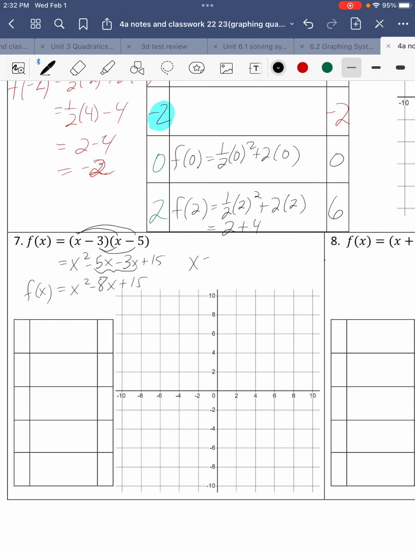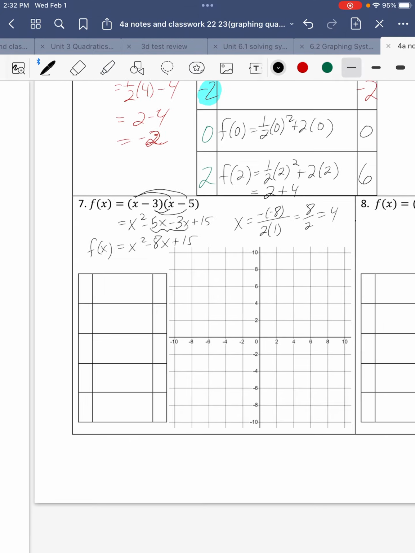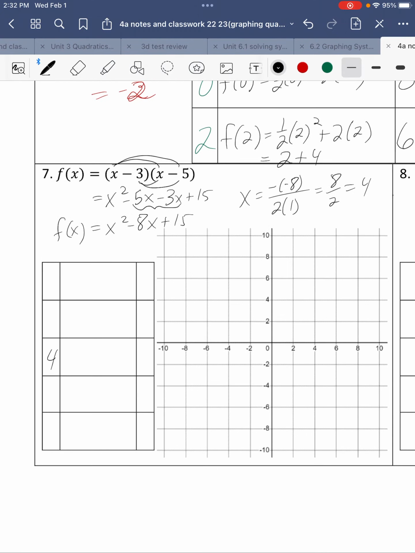This is where you'd find the opposite of b over 2 times a. So it's going to be 8 over 2, which is 4. And so our x value is 4. Let's substitute it in. 4 squared minus 8 times 4 plus 15. That's going to be 16 minus 32 plus 15. That's going to be -1.